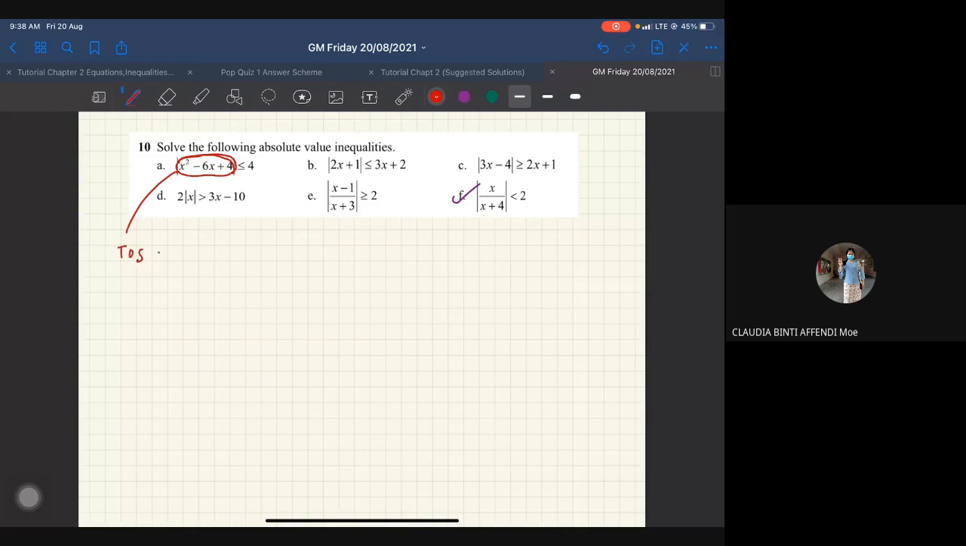Okay, so itu adalah untuk soalan A. Okay, untuk soalan B pula. Okay, saya nak tanya awak. Perlu tak awak recheck untuk soalan B ni? Do you need to recheck for this?